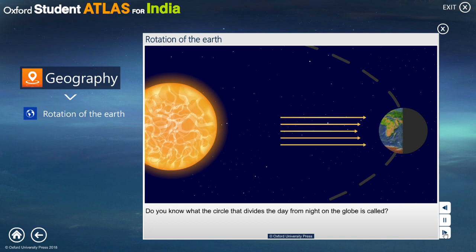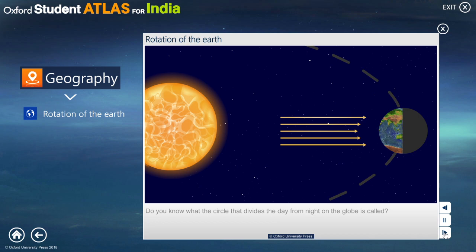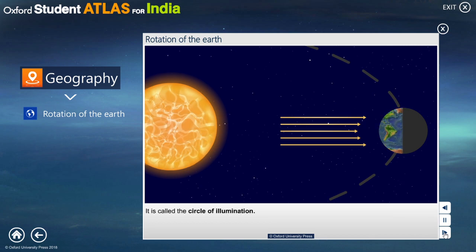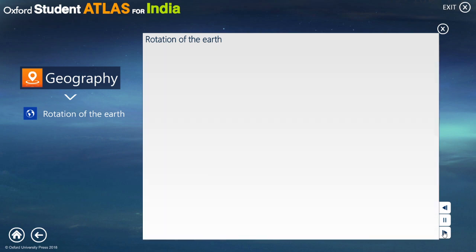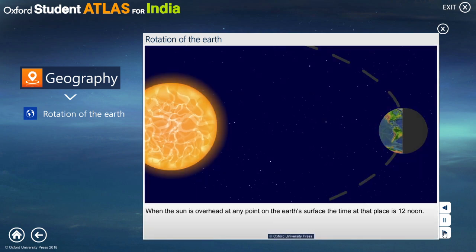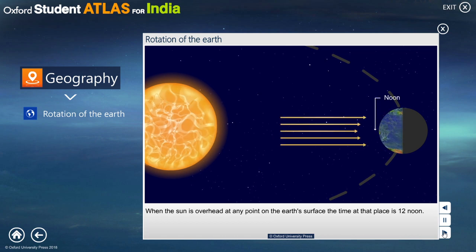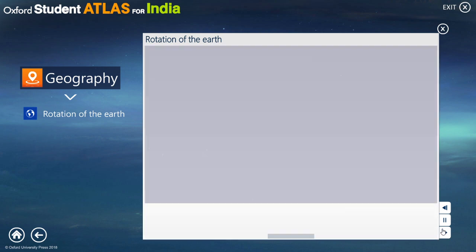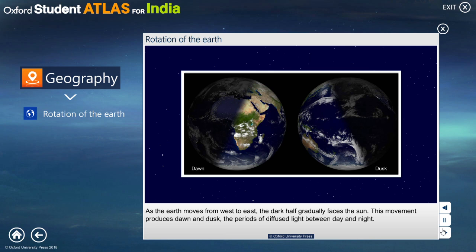Do you know what the circle that divides the day from night on the globe is called? It is called the circle of illumination. When the sun is overhead at any point on the Earth's surface, the time at that place is 12 noon. As the Earth moves from the west to east, the dark half gradually faces the sun.